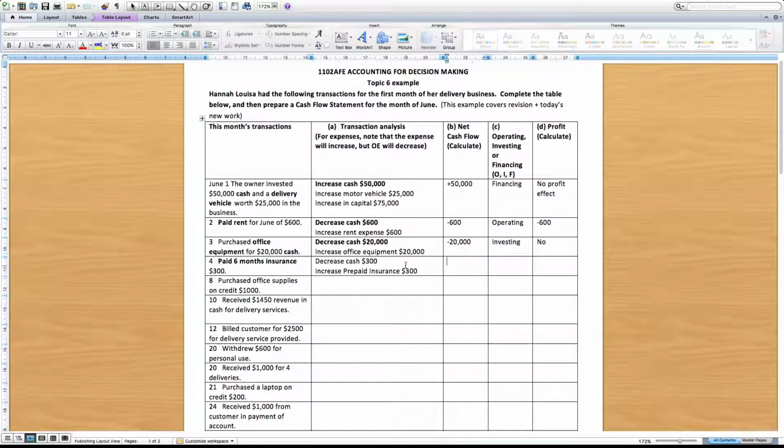Our net cash flow. So again, we're after the impact on cash. So cash is decreasing by $300.